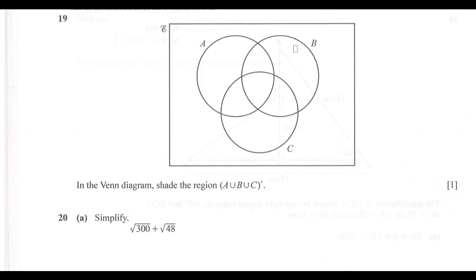In question number 19, we have a Venn diagram. We have three sets A, B, C overlapping, and in the Venn diagram, shade the region of the complement of A union B union C. So that means we have to unite A, B, and C, and then we have to remove all this from the universal set. So this is the region. After combining A, B, C, we remove them from the universal set.